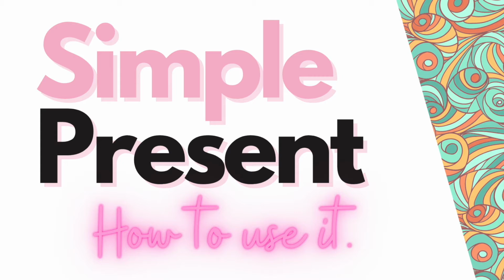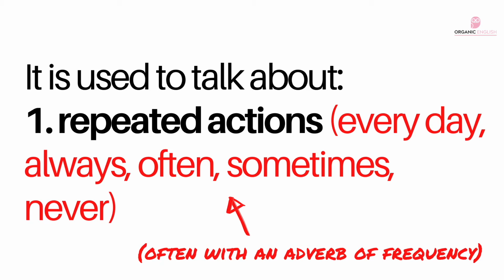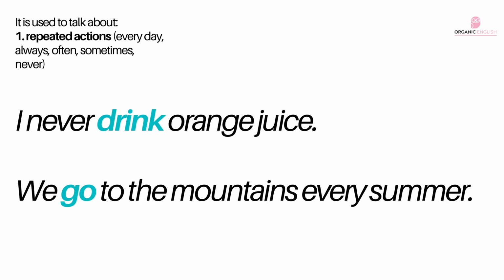Well, the simple present, firstly, is used to talk about repeated actions. When we talk about repeated actions, we're often also using an adverb of frequency, such as every day, always, often, sometimes, never, and there's others too. What do I mean by repeated actions? For example, I never drink orange juice. We go to the mountains every summer.